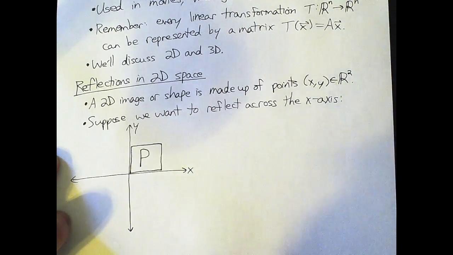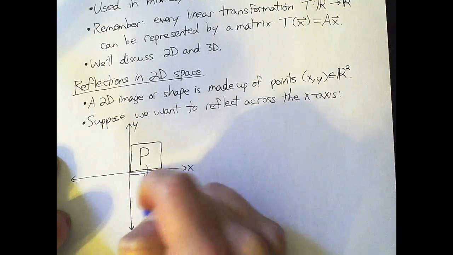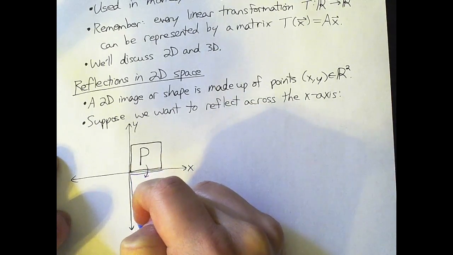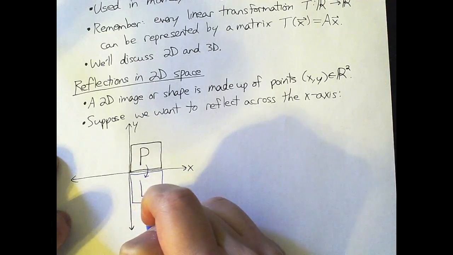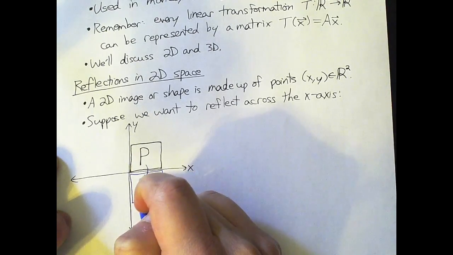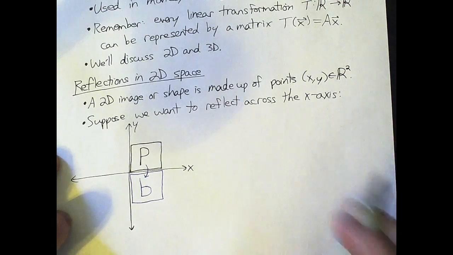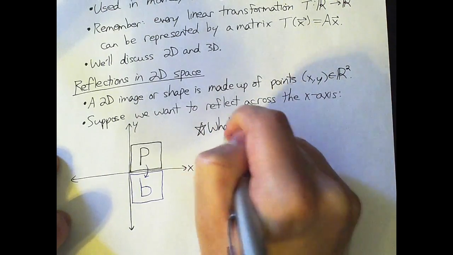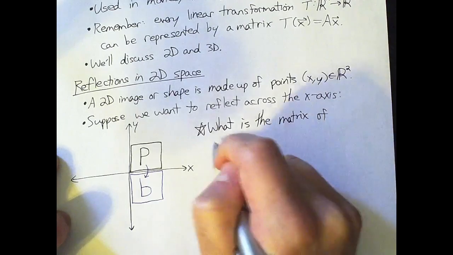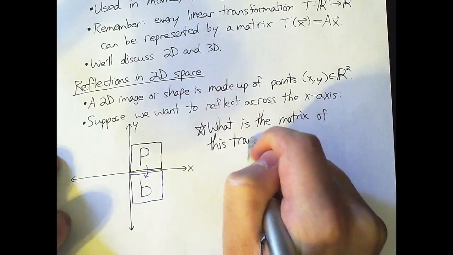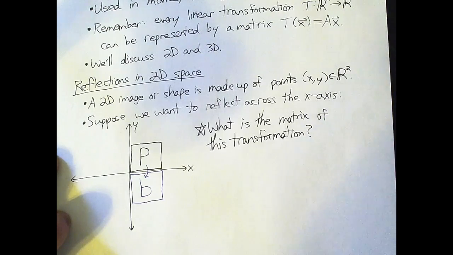So what would that look like? That means that we want to flip it this way, vertically, and it's going to wind up in quadrant 4 and look something like this. A mirror image of itself, where the x-axis has kind of acted like a mirror. So what is the matrix of this transformation? I claim that this is a linear transformation, so it should have a matrix A.